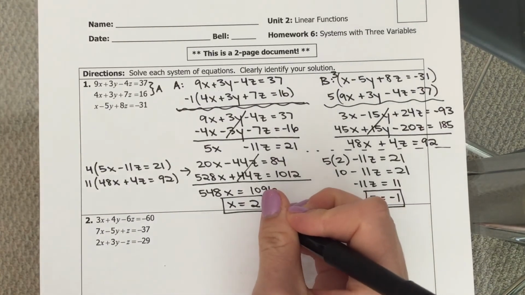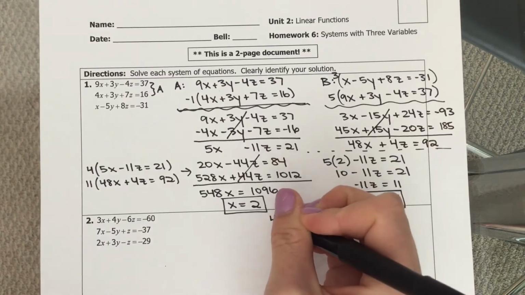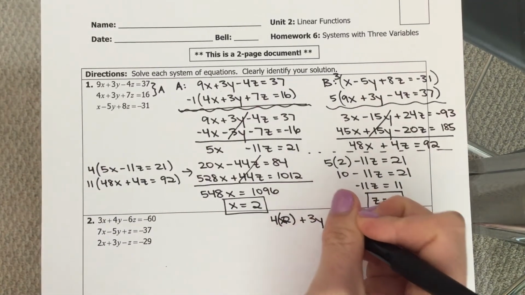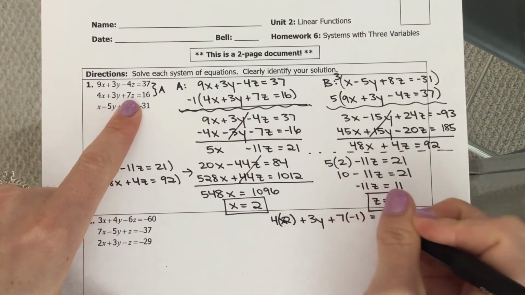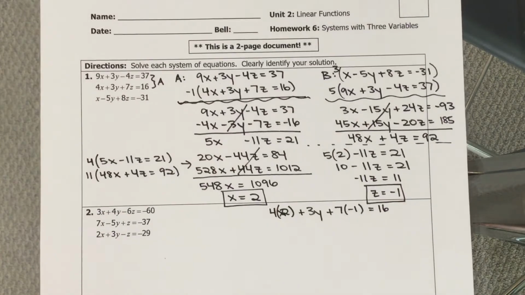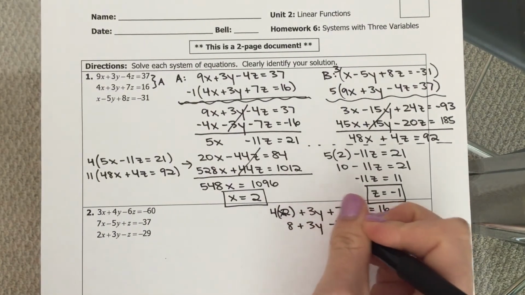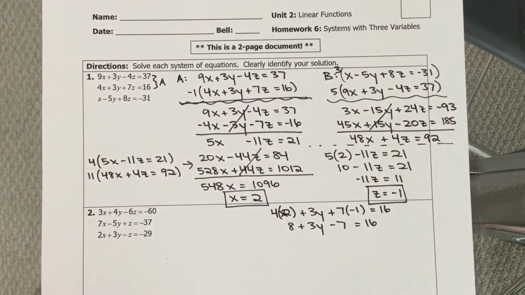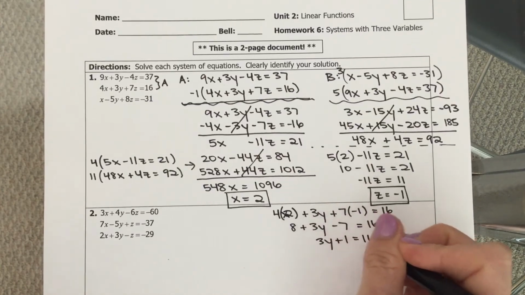Sorry, I'm kind of running into this next problem here. Oops, 4x should have been 4 times 2. Sorry about that. Plus 3y plus 7z. So 7 times negative 1 equals 16. Okay, so let's simplify. 4 times 2 is 8. Negative 7. So when I solve this, the 8 and the negative 7, I end up with a 1. So I have 3y plus 1 equals 16.